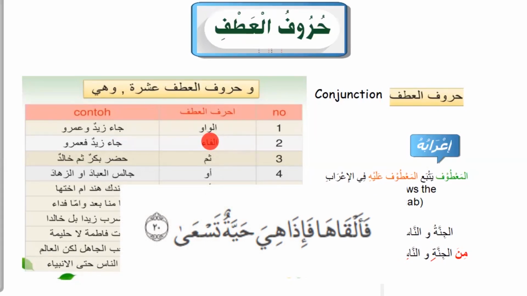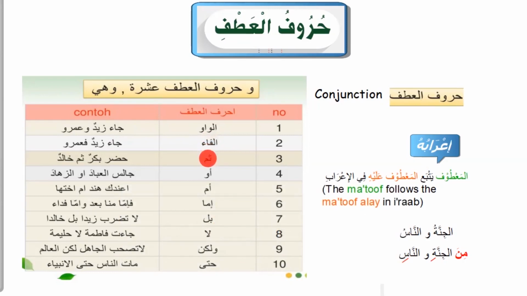What Allah is depicting by using the fa there means immediately. فَأَلْقَاهَا فَإِذَا هِيَ حَيَّةٌ تَسْعَى. Immediately it was what? A snake. Then summa. An example for that is لَقَدْ خَلَقْنَا الْإِنسَانَ فِي أَحْسَنِ تَقْوِيمٍ, right? ثُمَّ رَدَدْنَاهُ أَسْفَلَ سَافِلِينَ. We have created the human being in the best possible fashion. Then we reduce him to the lowest of the lowest.